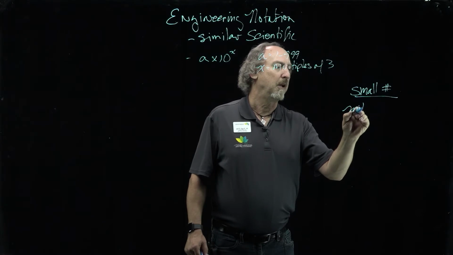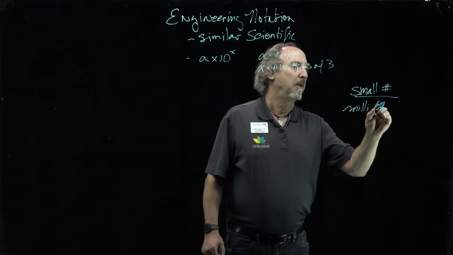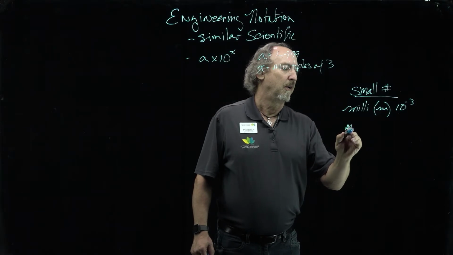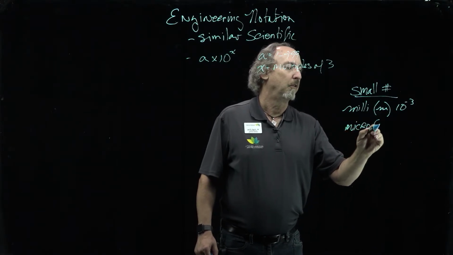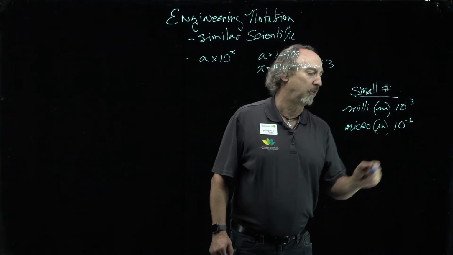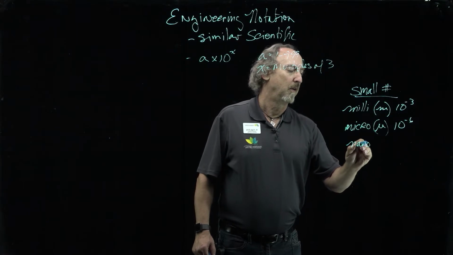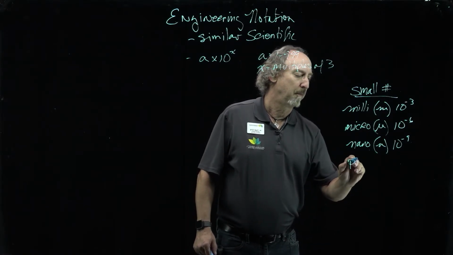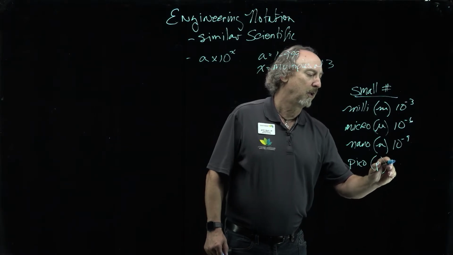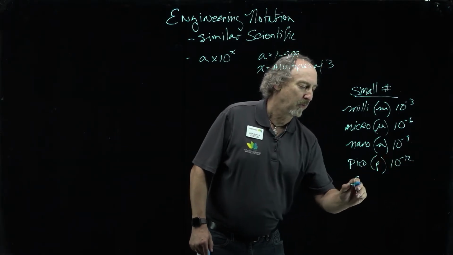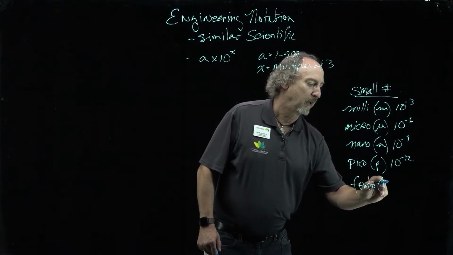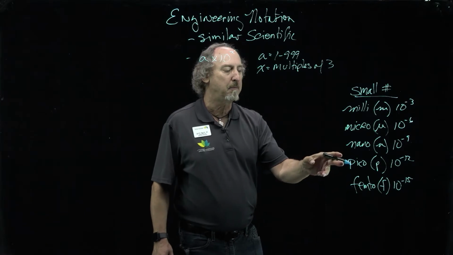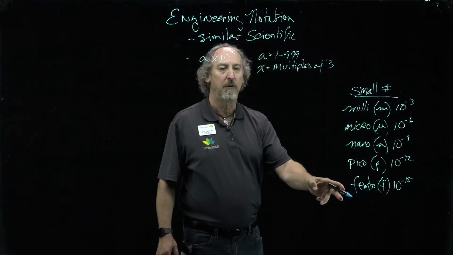So in looking at very small numbers, we have milli, and we use a lowercase m, and that is 10 to the negative 3. We have micro, use the Greek letter mu, and that is 10 to the negative 6. We have nano, lowercase n, and 10 to the negative 9. We have pico, lowercase p, 10 to the negative 12. And we'll just stop at femto, lowercase f, 10 to the negative 15. And I see nano and pico reversed all the time. If you remember n comes before p, 9 comes before 12, you'll never get those confused.